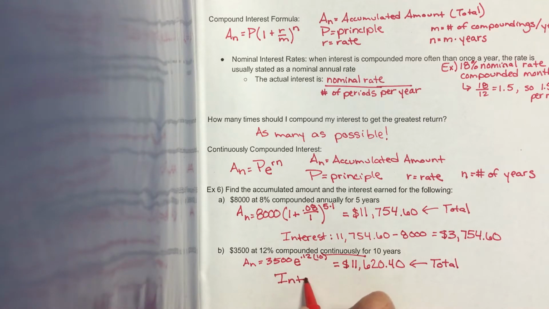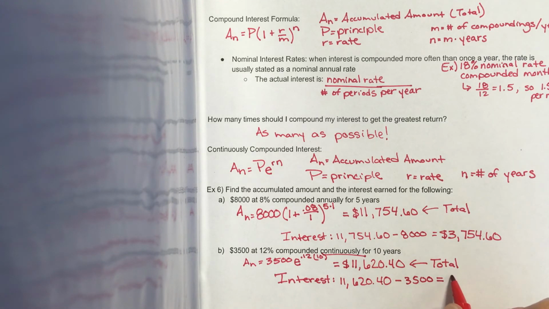The interest alone would be that total, $11,620.40, minus the $3,500 that we originally invested, which would leave us just an interest amount of $8,120.40.